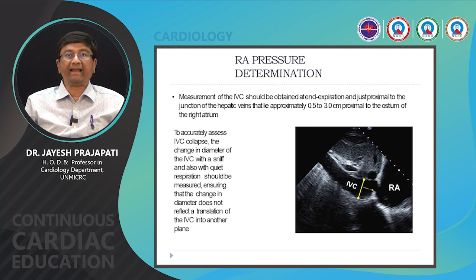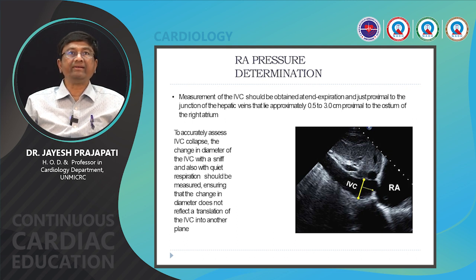Then we have to assess the RA pressure. When we look at the right ventricular systolic pressure, in most cases we assume an RA pressure of 10, but it should depend on some criteria. So RA pressure should be determined from the IVC.